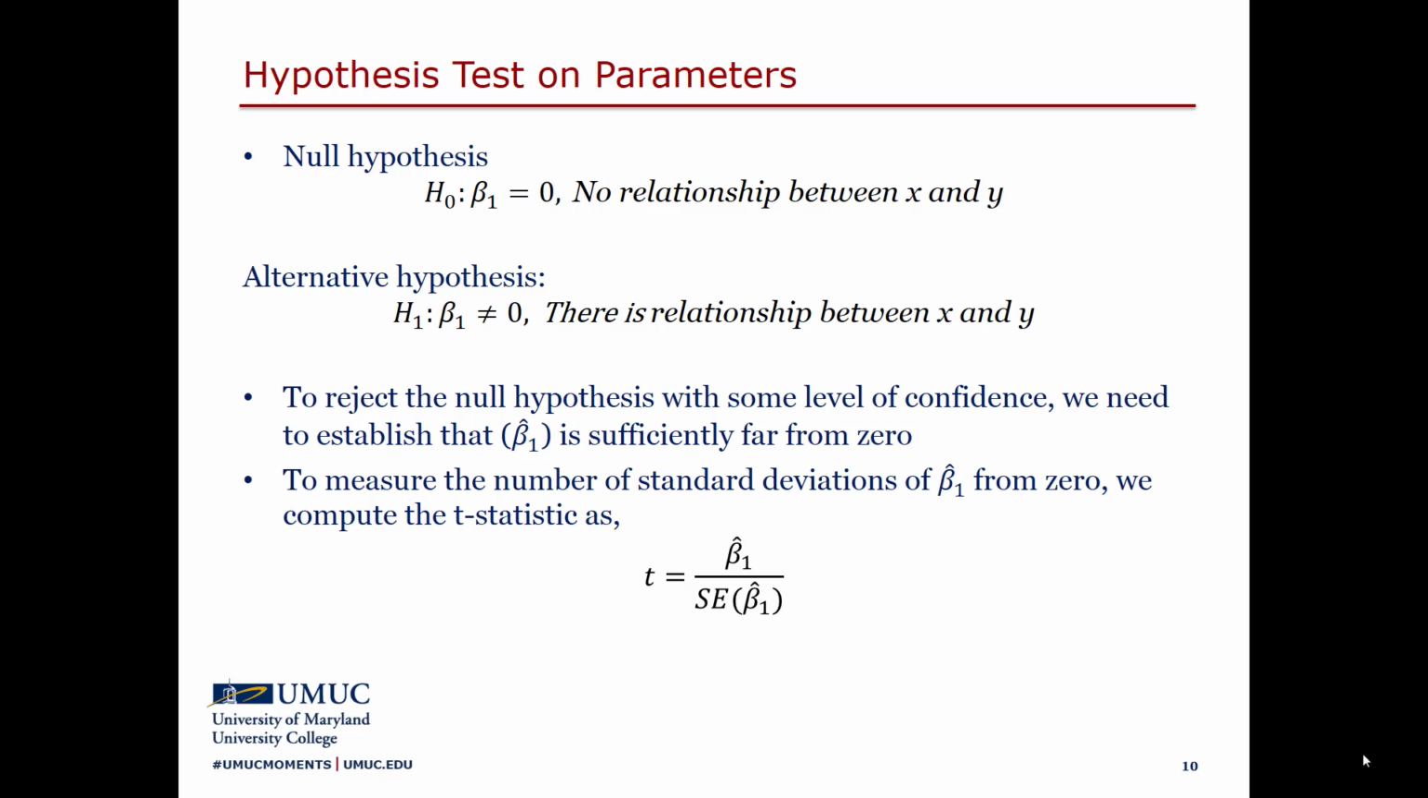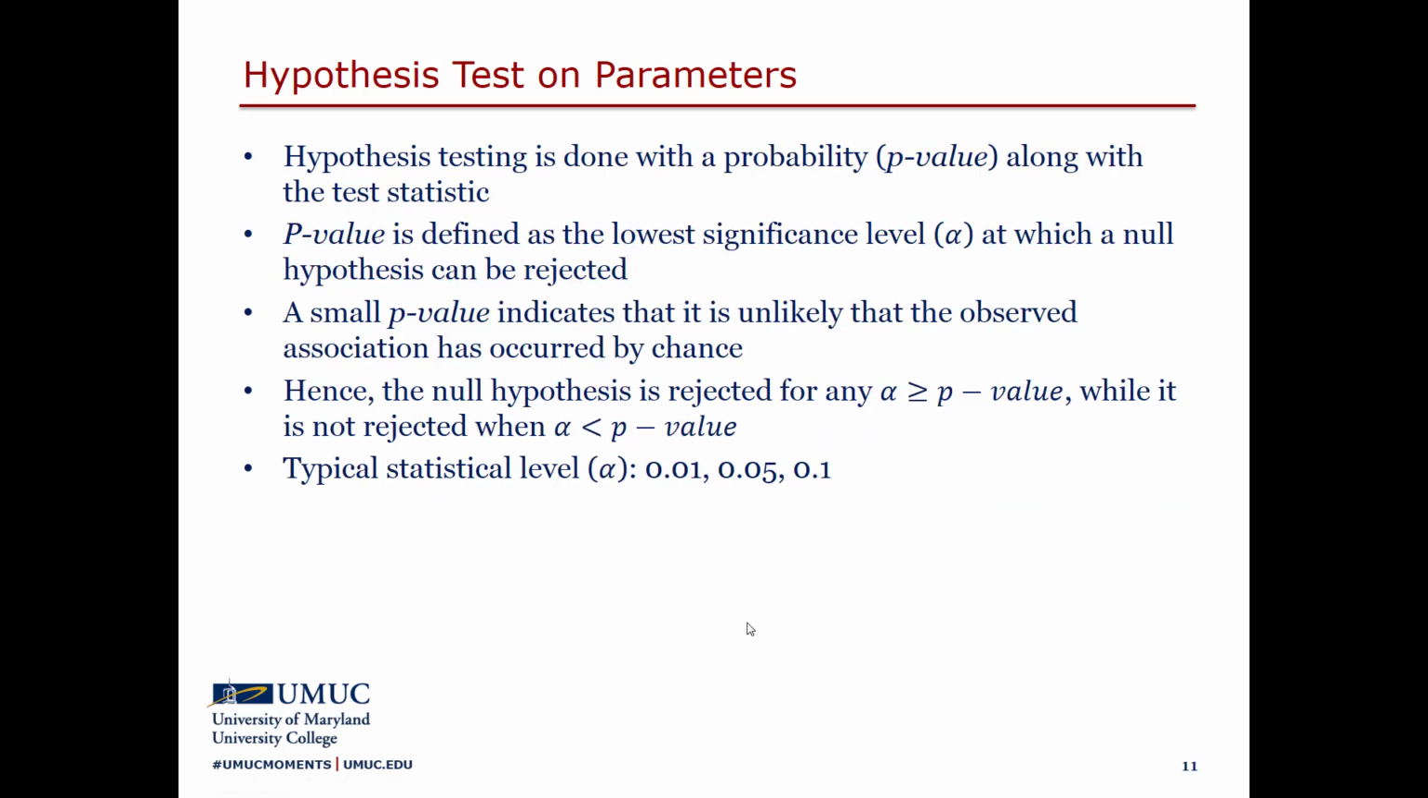So to measure the number of standard deviations of the estimated quantity from 0, we compute the t statistic, which is given here: the estimated beta 1 over the standard error of beta 1, which we discussed in the previous slide. An important component of hypothesis testing is the p-value. We calculate the test statistic along with the p-value to be able to determine whether the estimated quantity is significant or not.